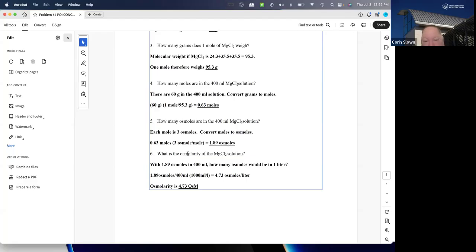But then the last piece, this calculation of the osmolarity, this is the number of osmoles in 400 milliliters. We would need to figure out how many would be in 1 liter. So that's our final conversion step. So 1.89 per 400 milliliters. And right, we need to convert that to liters. So that would be osmoles per liter for our osmolarity, or 4.73.